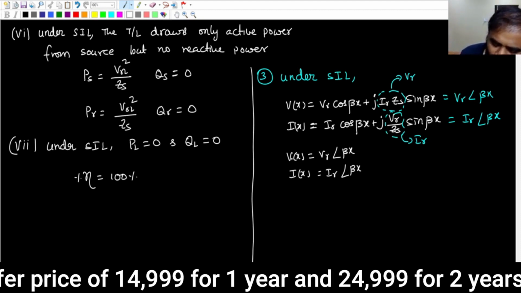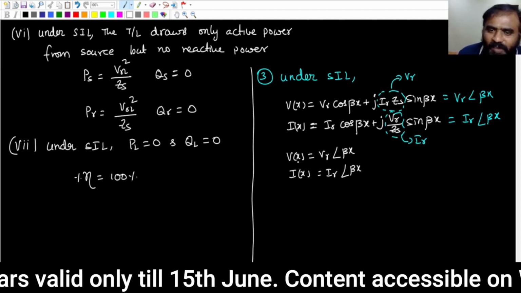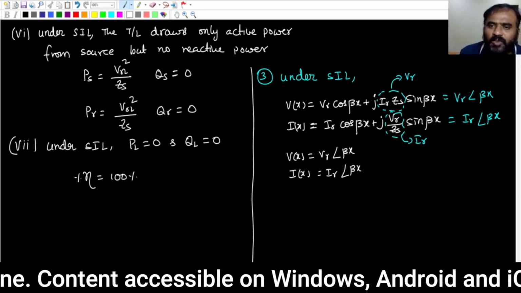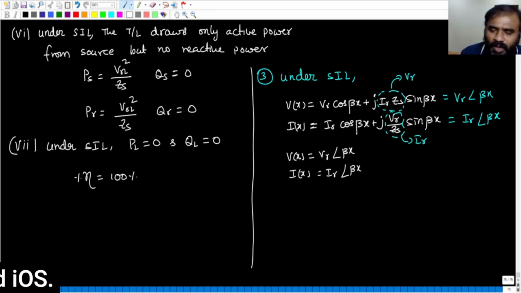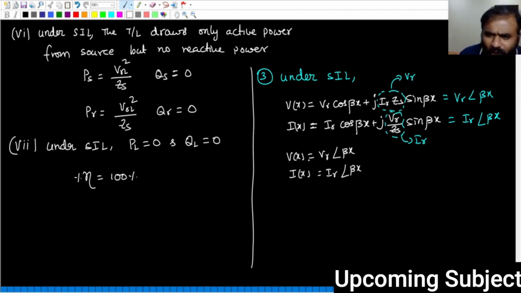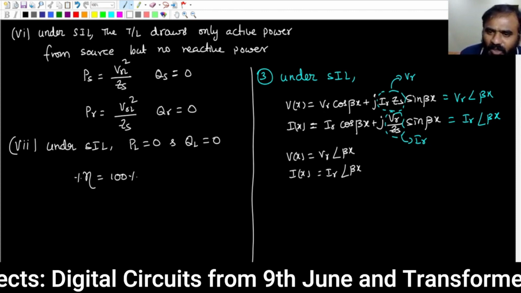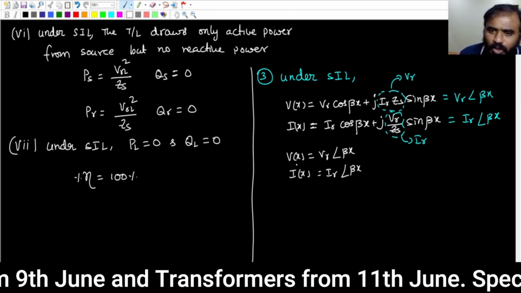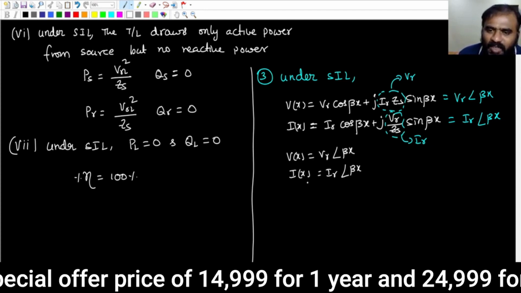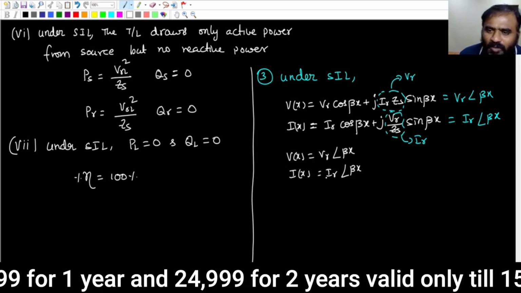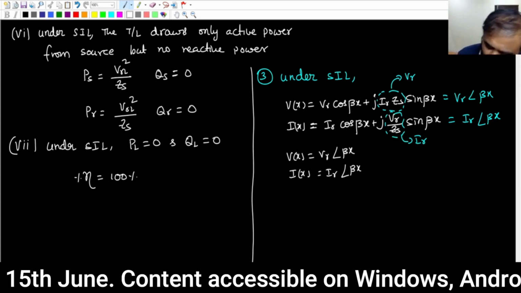The magnitude of V of x equal to VR. Magnitude of I of x equal to IR. But what does this V of x indicate? x is the distance measured from the receiving end. x equal to 0, 1 meter, 2 meter, 3 meter, any value of x you substitute, the magnitude is VR only, because this side is not a function of x. So that means at every point along the line, the magnitude of the voltage is same. Similarly, at every point along the line, the magnitude of the current is also the same, equal to IR.